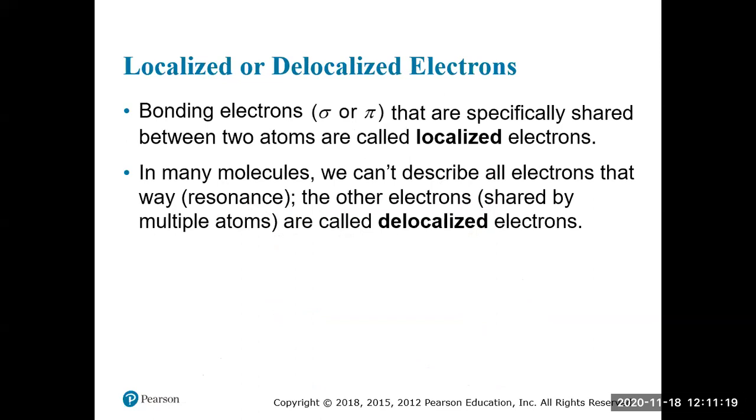When we talk about bonding electrons, whether they're sigma or pi, if they're specifically shared between two atoms, we call that localized electrons. Oftentimes, we can't describe the electrons as being specifically shared between two atoms. And that's where we start talking about resonance structures. The one that you did some work on in the lab was the benzene molecule. In that case, you have the electrons a little more spread out. They're not just on the two atoms. They're shared by more than two atoms. And we call those delocalized electrons.